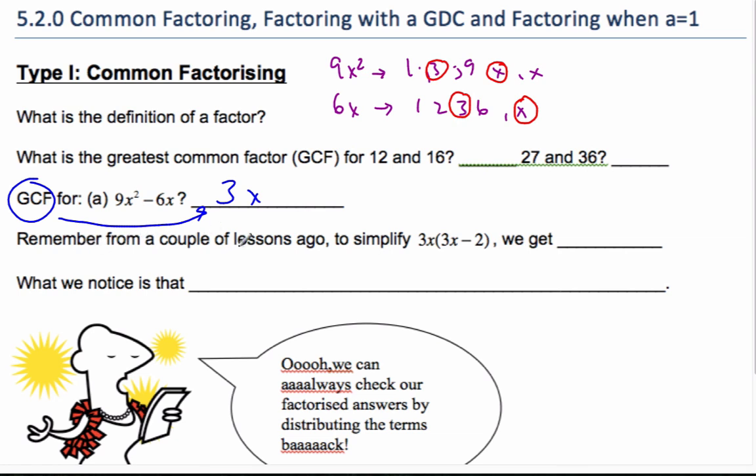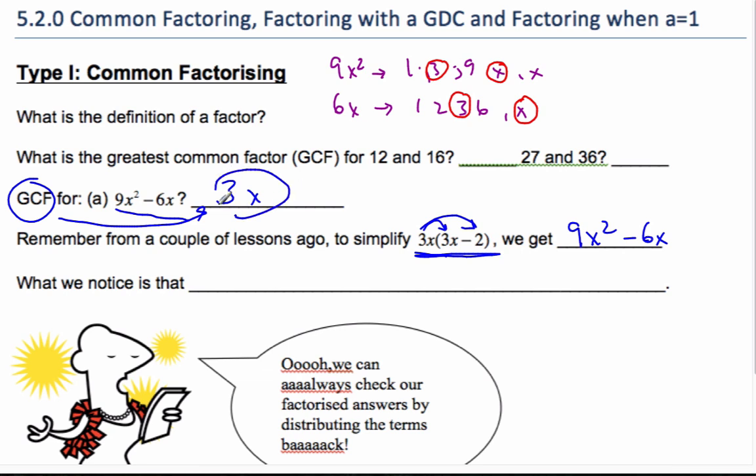Now, remember from last year, you had to simplify this. You have to distribute this in, is what you've done. If I go 3x times 3x, I get 9x squared. Super. And 3x times a negative 2? Negative 6x. Awesome.